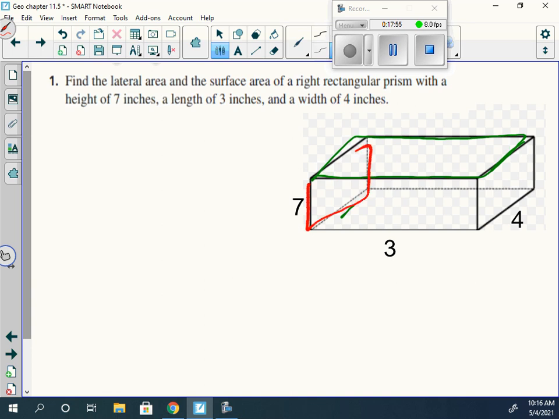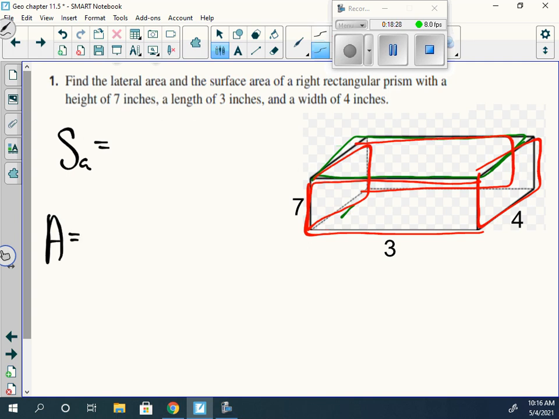These four here would be considered the lateral faces, the lateral area. So when it asks for the lateral area, it's wanting those there. And if we want the overall surface area, we have to add all of those areas together to get the surface area, how much space it's covering. So our surface area.